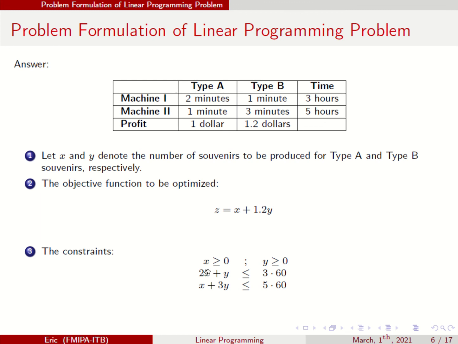You can use the same interpretation. So you have x plus 3y as the total minutes spent on machine 2, and it must be less than or equal to 5 times 60. Okay.